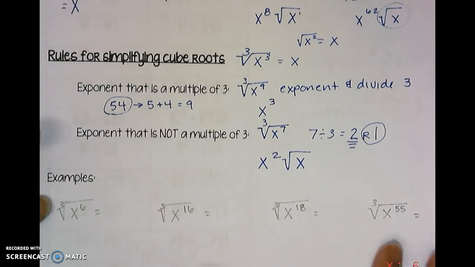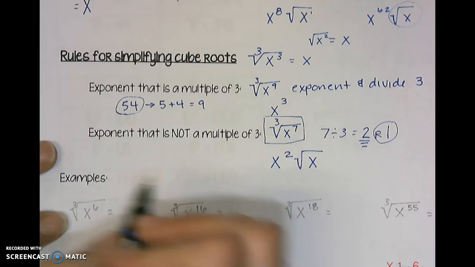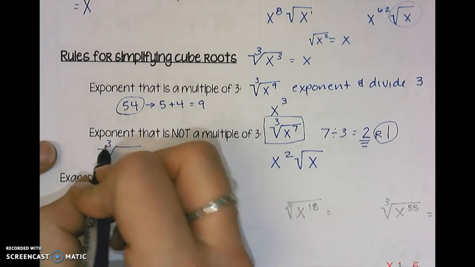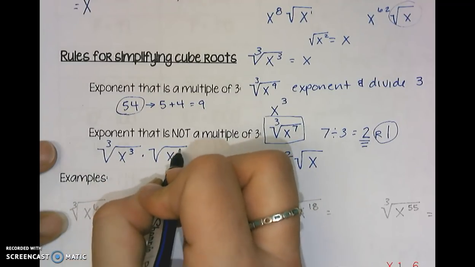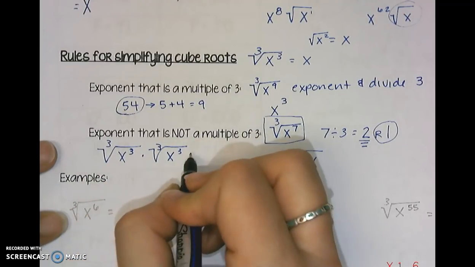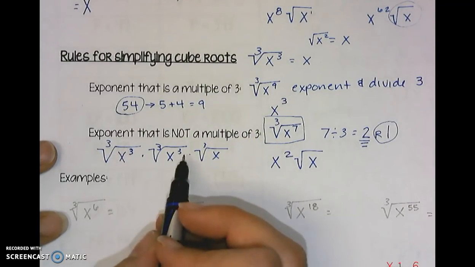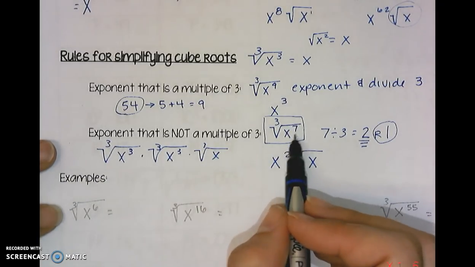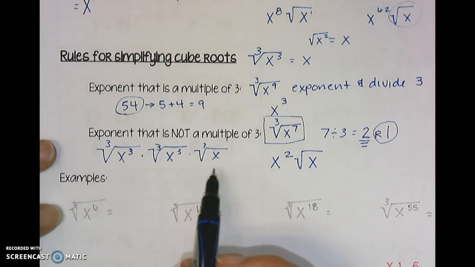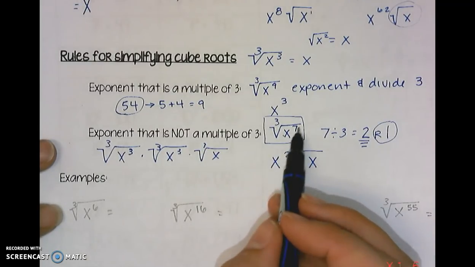Okay, another way to look at this is this. So I'm looking at this problem here. I can break this up into x cubed times x cubed times x. 3, 6, 7. So again, I'm just breaking down this into smaller factors. So x to the third times x to the third times x would give me x to the 7th.